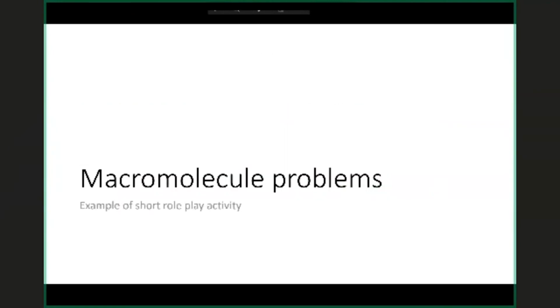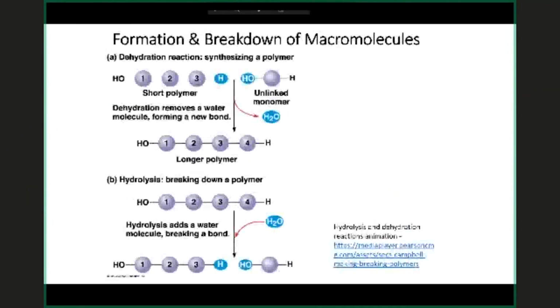So let me show you the example of the macromolecule problem. This usually does not take long. Even with the debriefing and all of the discussion, it takes 5 minutes.